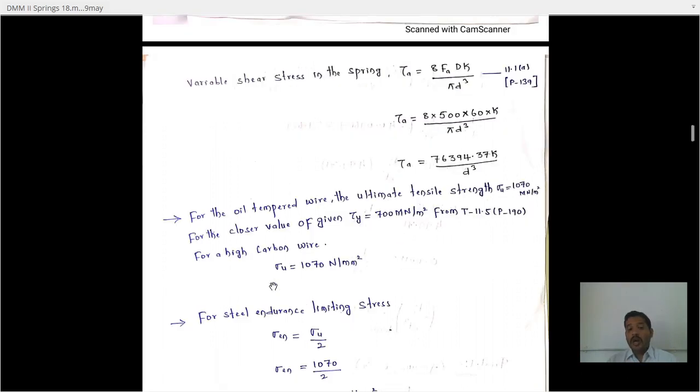So for the oil temper wire, the ultimate tensile stress value, how much is given here? 1070 meganewton per meter square. So if you refer to table number 11.5, page number 190 from the design data handbook, then you can easily get the value of ultimate strength as well as ultimate shear stress. Okay, after getting this ultimate stress as well as ultimate shear stress, for a high carbon wire, the ultimate stress value is 1070 Newton per millimeter square.